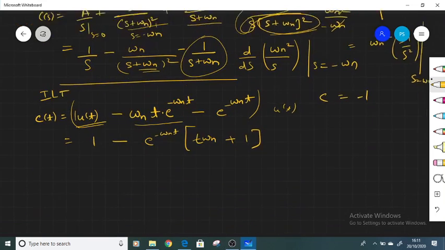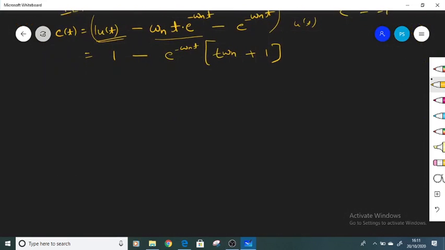Now, is this system going to exhibit any oscillations? Can you identify whether the system is going to exhibit any oscillations? Oscillations will come when the system has some sinusoidal components in it. But here we can see that the system has an exponential component and this ramp t signal in it, and these two signals are getting multiplied. So the system won't have any oscillations in it.